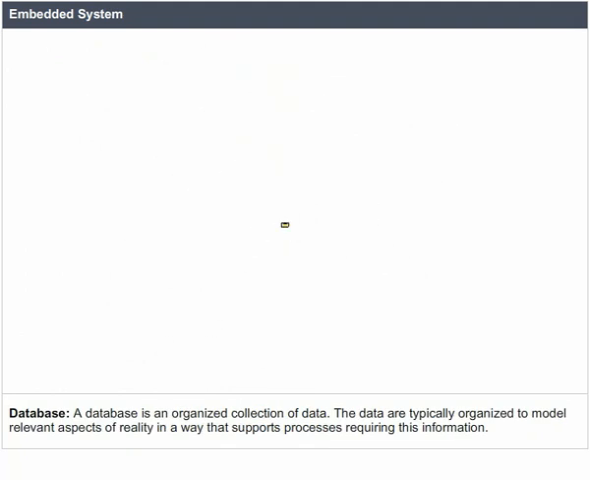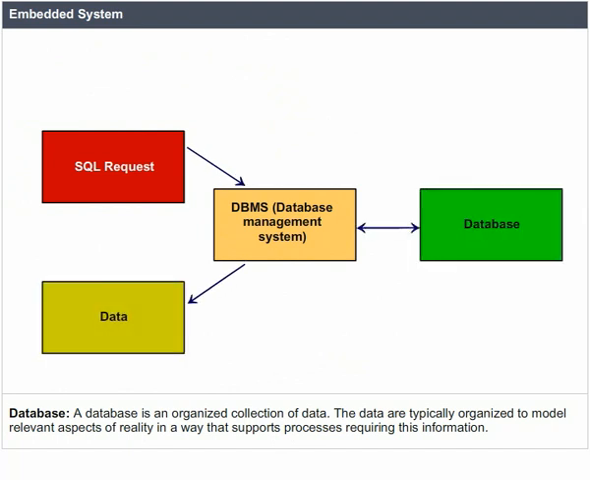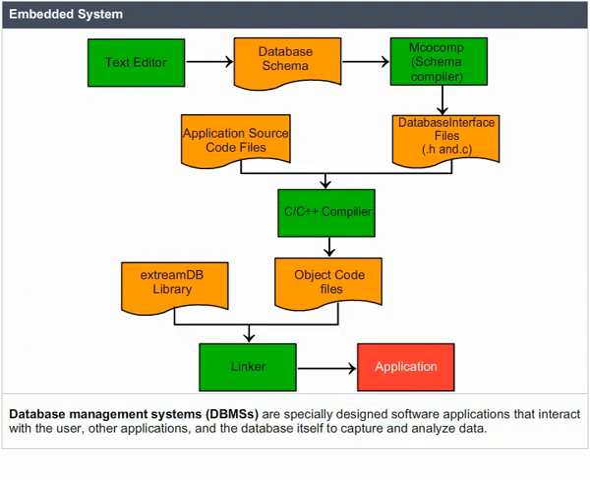Database. A database is an organized collection of data. The data are typically organized to model relevant aspects of reality in a way that supports processes requiring this information. Database management systems, DBMSs, are specifically designed software applications that interact with the user, other applications, and the database itself to capture and analyze data.